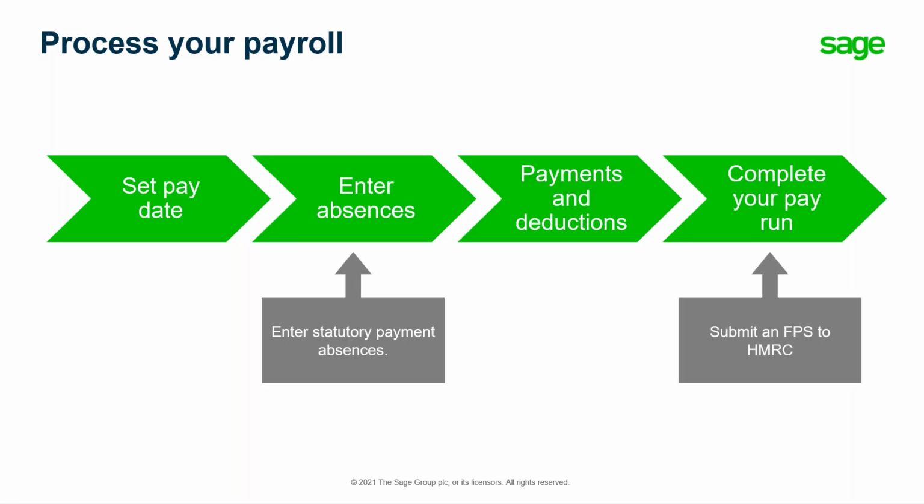And the next step is to complete your pay run. At that point, you submit an FPS to HMRC that tells them everything that they need to know with regards to who you're paying and what you're paying them. So I said that we'd come back to the reports and talk about those in a little bit more detail.